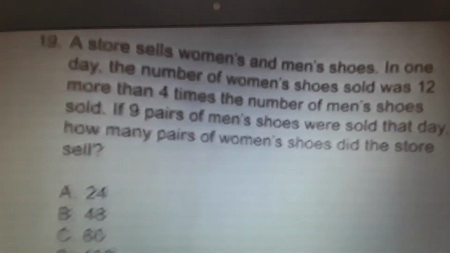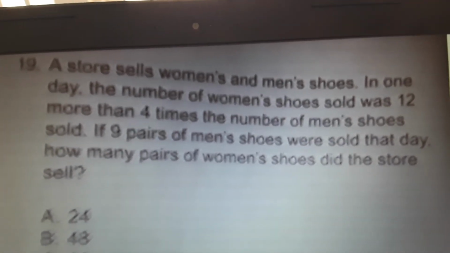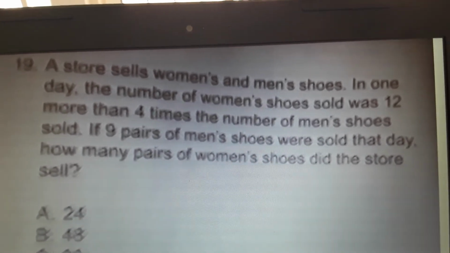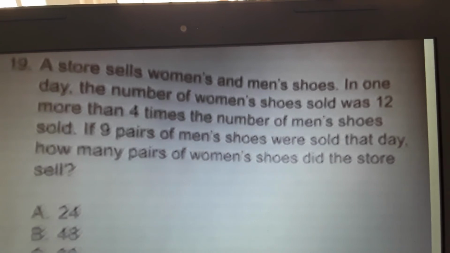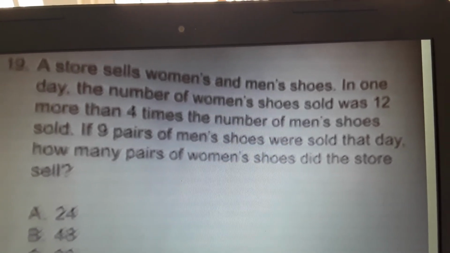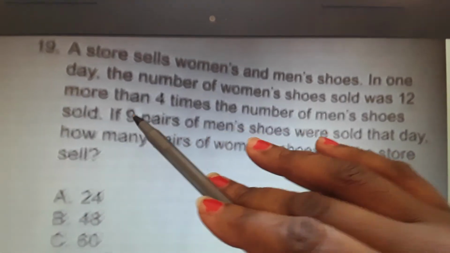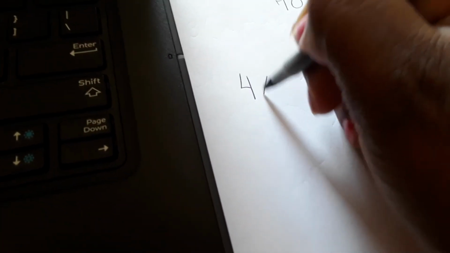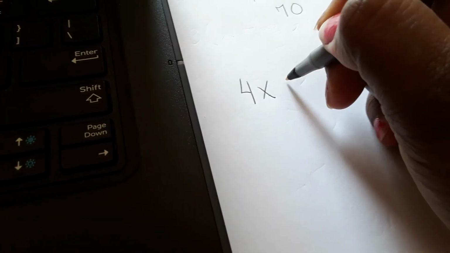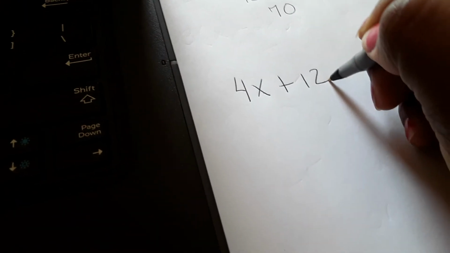All right. I think this was the last one that I gave you guys, so let's look at this very last one. A store sells women's and men's shoes in one day. The number of women's shoes sold was 12 more than 4 times the number of men's shoes sold. If 9 pairs of men's shoes were sold that day, how many pairs of women's shoes did the store sell? So this is similar to the other problem. First, important information: 12 more than 4 times the number of men's shoes. So if I was writing that, I'm going to say 4 times the number of men's shoes, that's your X, plus 12, because it said 12 more than.